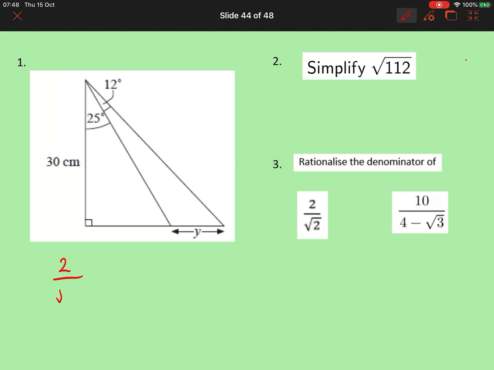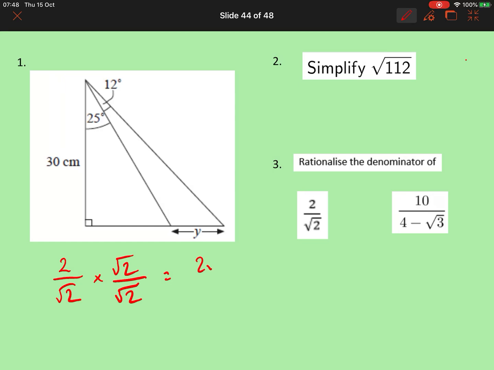First one's easy. At the moment, the denominator is irrational. We can change that by multiplying top and bottom by the square root of 2. The square root of 2 divided by the square root of 2 is 1, so you're not changing the value of 2 over root 2.